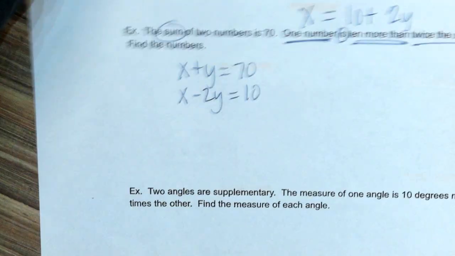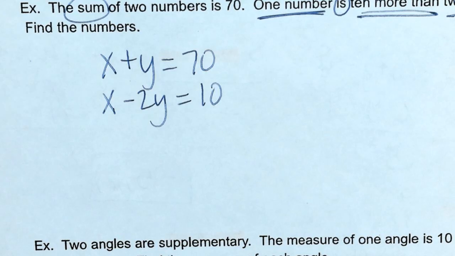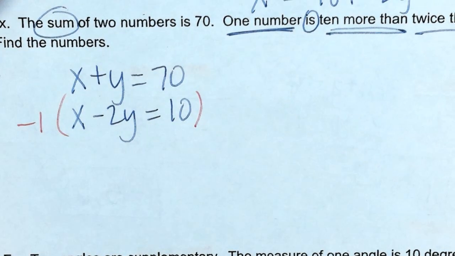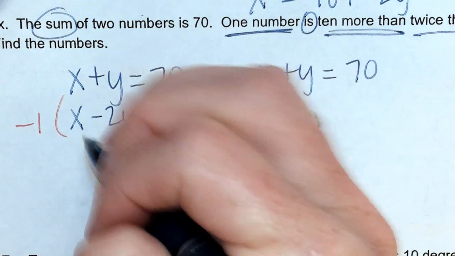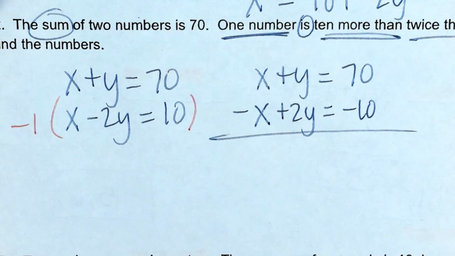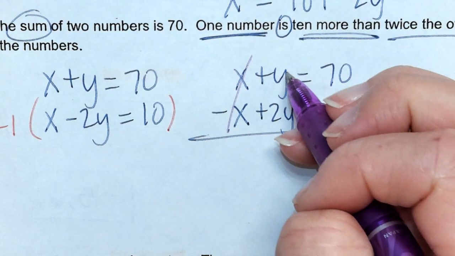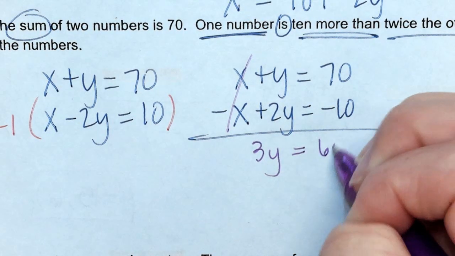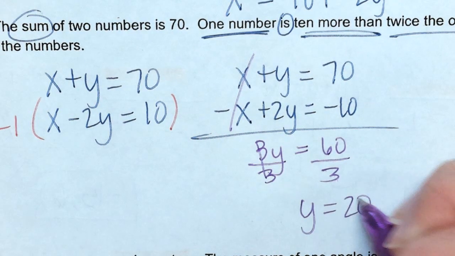If I was to use elimination, would something eliminate right now as is? No. So I need to multiply one of them by, I'm going to do the bottom one. So I have x plus y equals 70, and I have negative x plus 2y equals negative 10. This eliminates. 1y plus 2y is 3y, and 70 minus 10 is 60. If I divide by 3, I get y is 20.